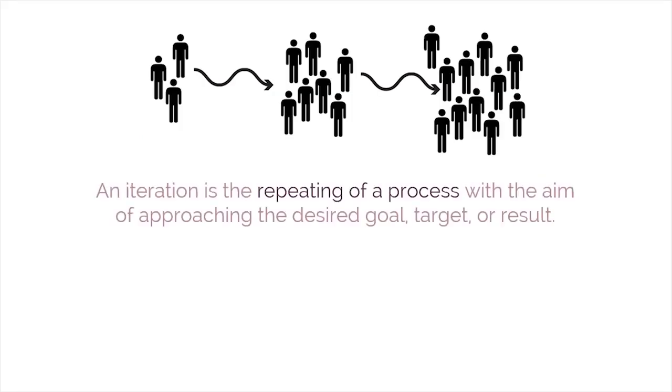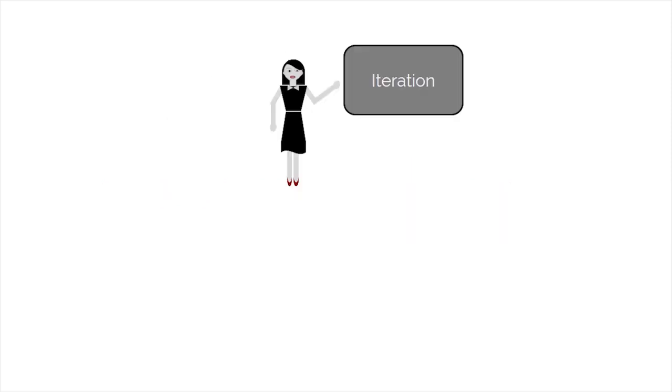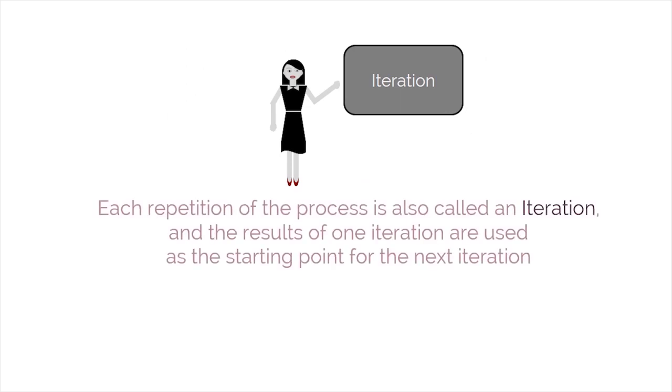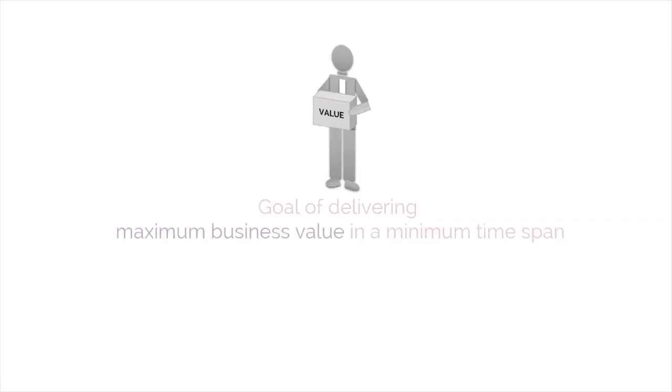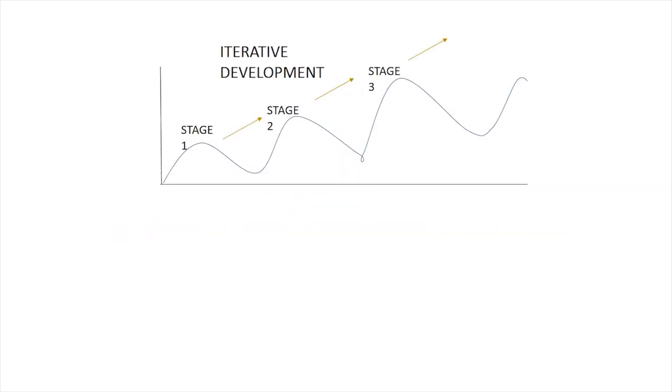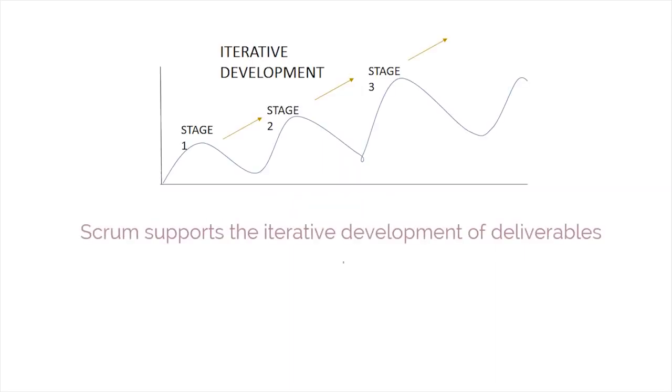Well, an iteration is the repeating of a process with the aim of approaching the desired goal, target, or result. Each repetition of the process is also called an iteration, and the result of one iteration is used as a starting point for the next iteration. Going by this, the Scrum framework is driven by the goal of delivering maximum business value in a minimum time span. To achieve this practically, Scrum supports the iterative development of deliverables.